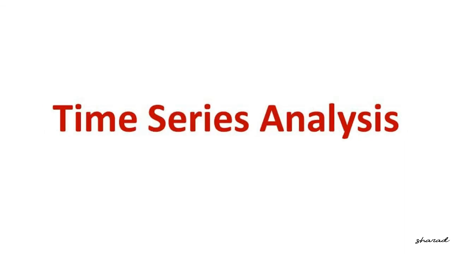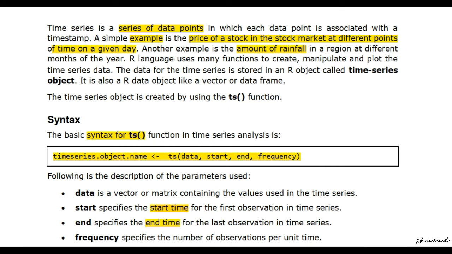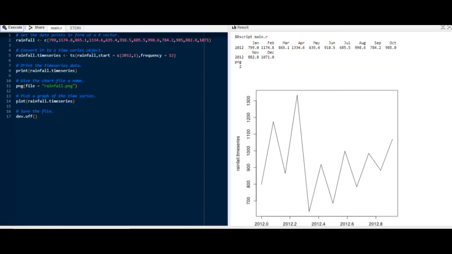Next topic is time series analysis. Time series analysis is a statistical technique that deals with time series data or trend analysis. Time series data means the data is in a series of particular time periods or intervals. For example, the price of a stock in the stock market at different points of time on a given day. Another example is the amount of rainfall in a region at different months of the year.